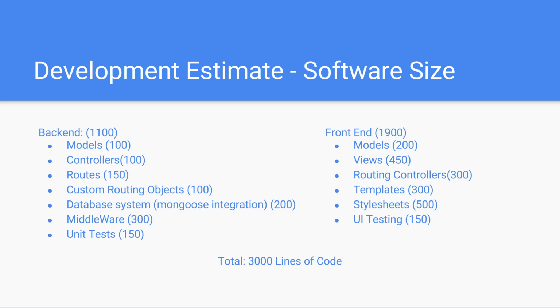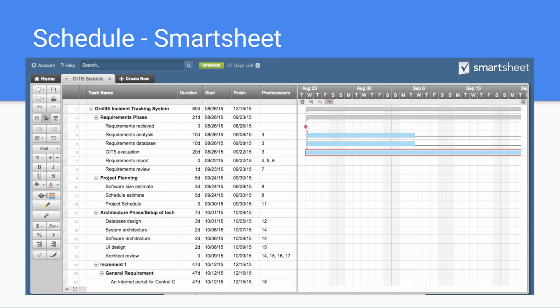So here's the software size estimates that we have determined. Estimates were created by examining a previous project that one of the team members had worked on, as well as taking a look at a current project constructed using similar technologies. So for the back end, we have estimated about 1,100 lines of code, and for the front end, we estimated about 1,900 lines of code, and that gives us a total of 3,000 lines of code for the complete project.